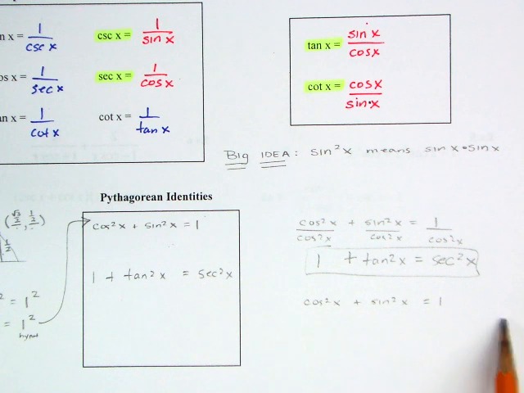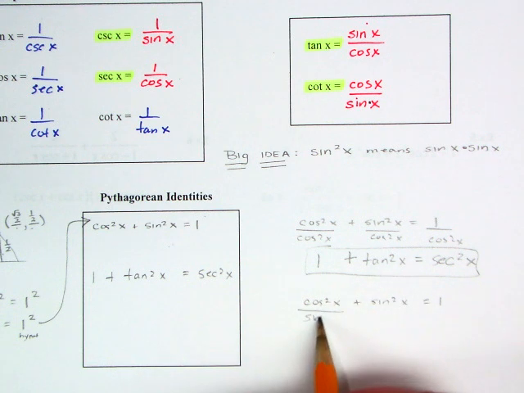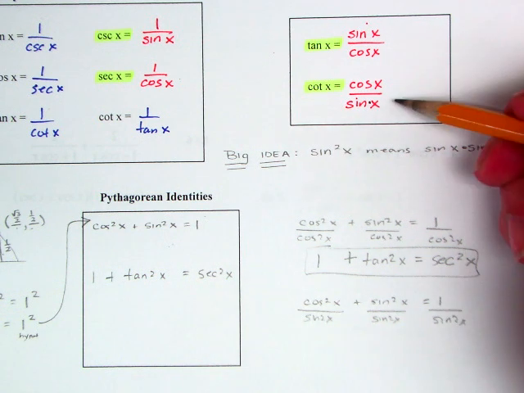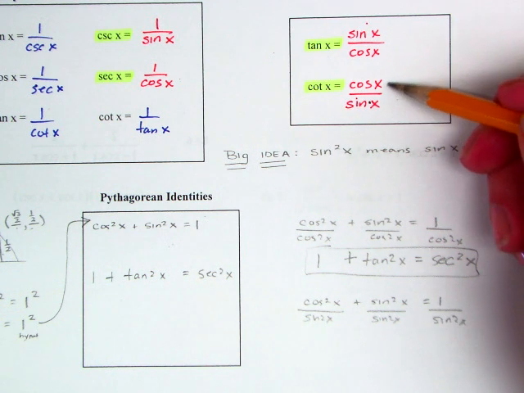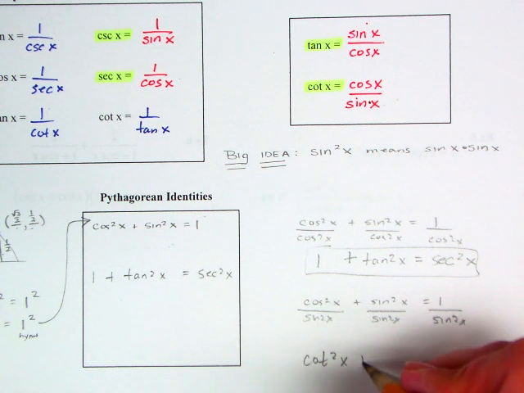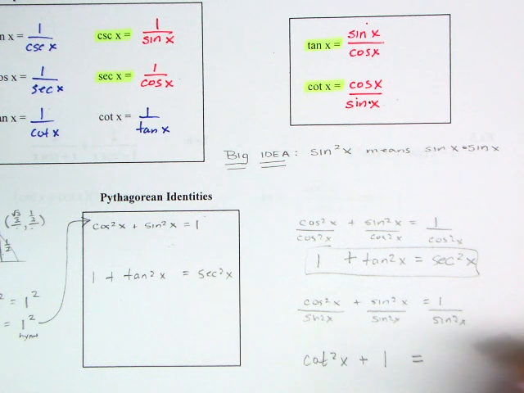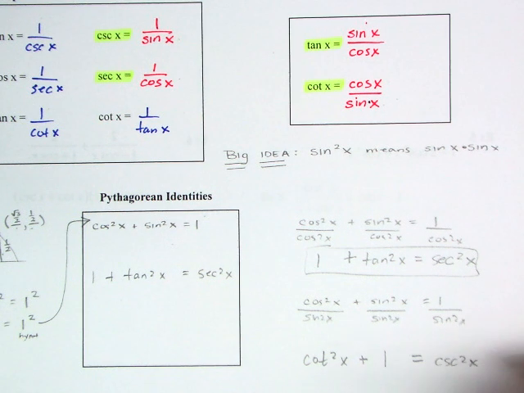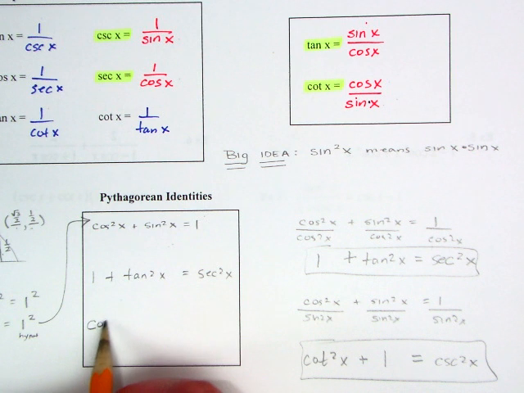And then we have this last area where we divide everybody by sine squared x. Cosine over sine relates back up to cotangent. Cosine over sine, but it's squared. So I'm going to get cotangent squared x plus 1 is equal to 1 over sine squared x, which is cosecant squared x. This is my third version of a Pythagorean identity.